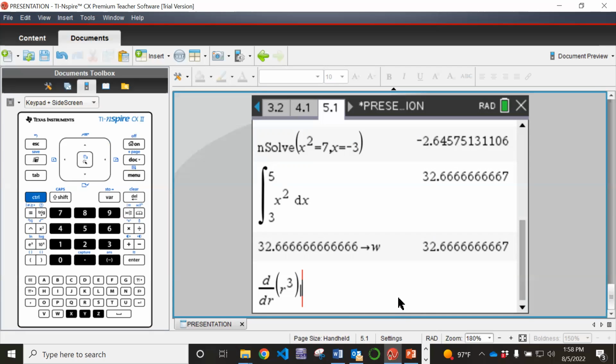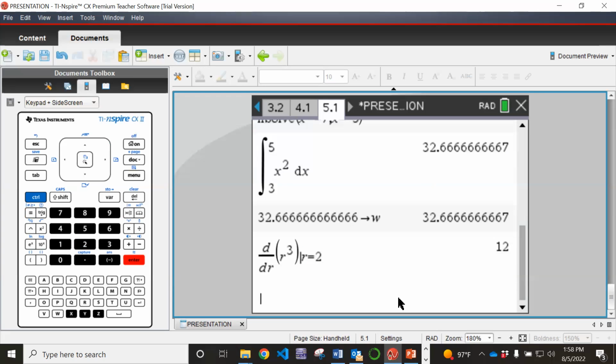With that stick, now I'm going to evaluate it at r equals, and I'll throw in r equals 2. And there we are. So we get 3 times 2 squared. Our answer is 12. So that's the way that I prefer to do a derivative at a point.